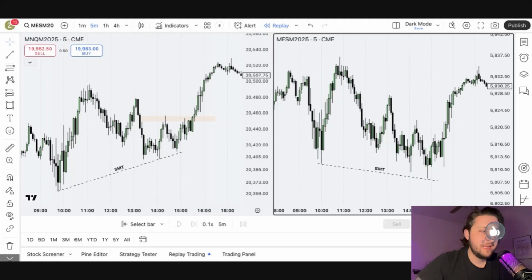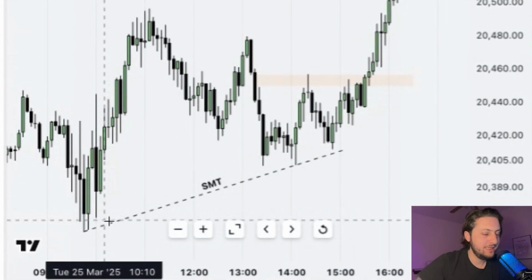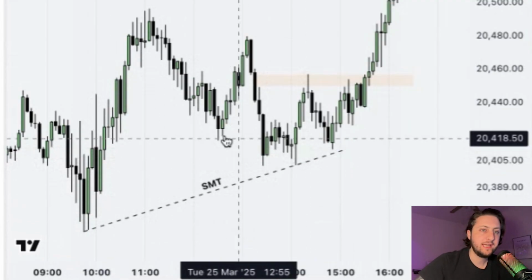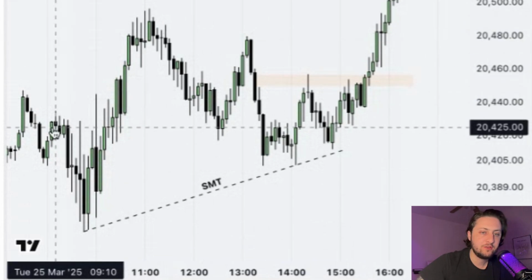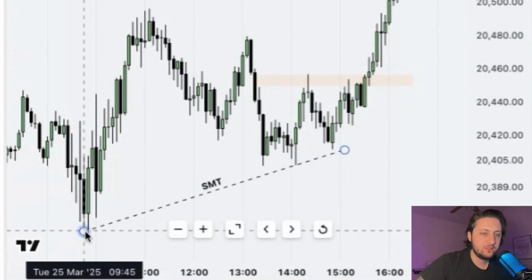All right, so let's get into our last example here now. So again, we're going to be painting this SMT divergence, but this time it is going to be in the bullish scenario. So I want your eyes to come here to the NASDAQ here on the left. As you can see at this candle, so 9:45 a.m. on Tuesday. So again, this is all this week. All the examples are from this week alone.